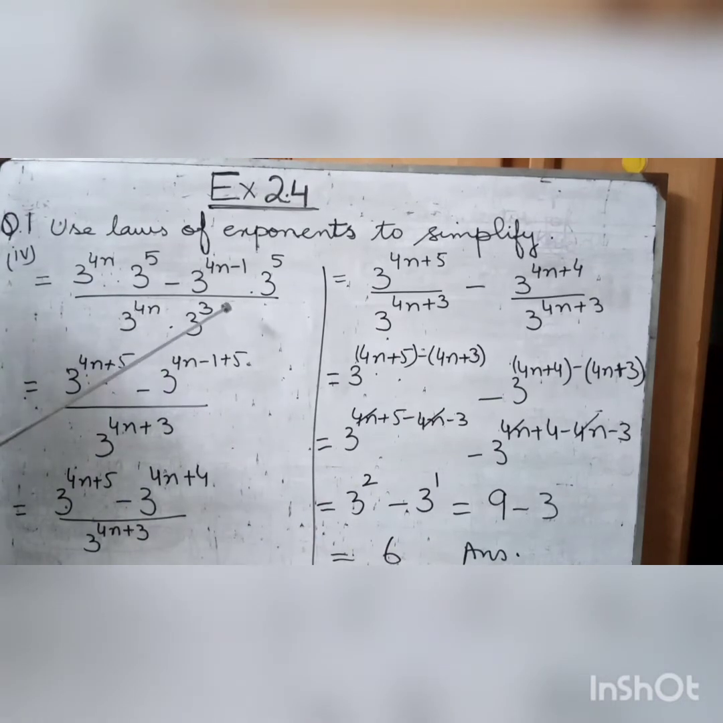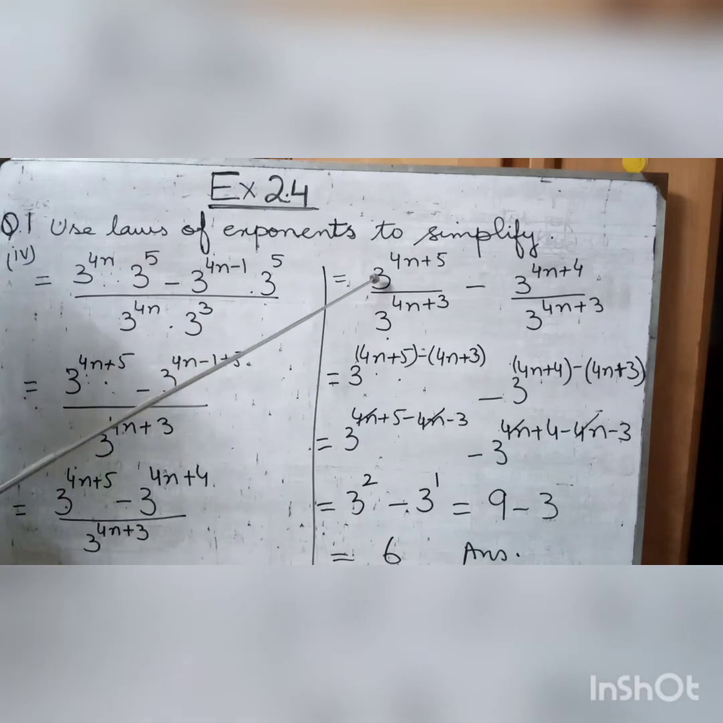In this expression, we have same bases over multiplication. According to the law of indices, their exponents will be added. Therefore, 3 raised to power 4n plus 5 minus 3 raised to power 4n minus 1 plus 5 over 3 raised to power 4n plus 3. After simplification, we have 3 raised to power 4n plus 5 minus 3 raised to power 4n plus 4 over 3 raised to power 4n plus 3.